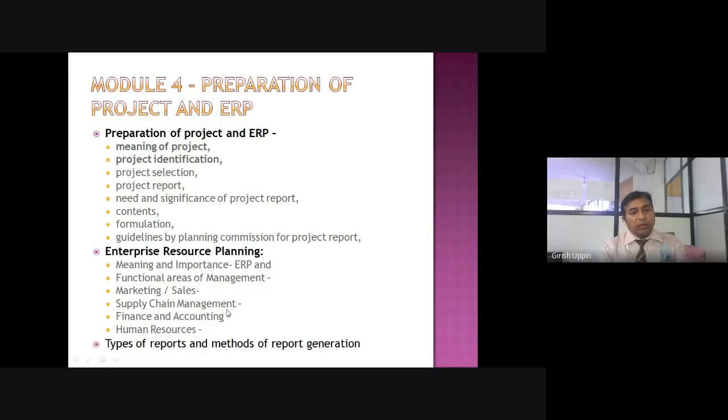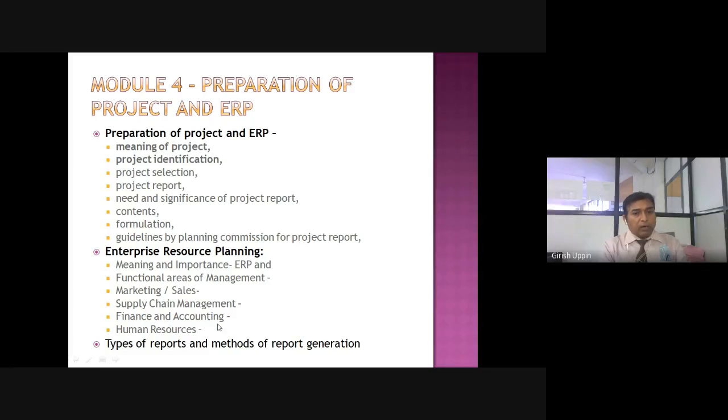Supply chain management. What is supply chain management? You would require raw materials for your enterprise or the project. How you procure them, who the vendors are, how you identify them, how you zero in on a particular vendor. So all that is supply chain management, until you make the product, until it comes to your warehouse or your industry. That is the complete supply chain management, how you are going to manage that.